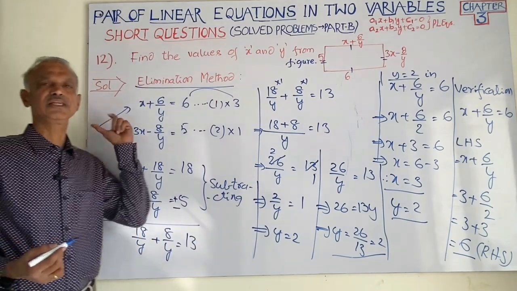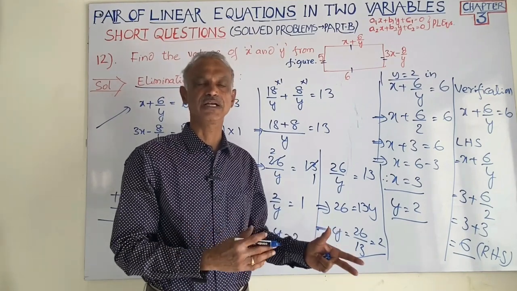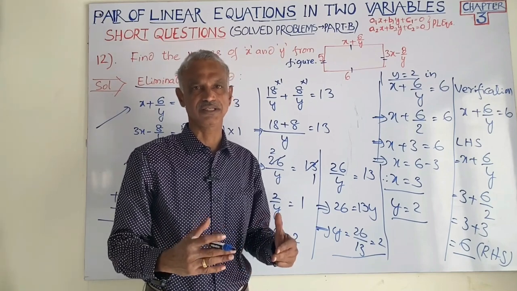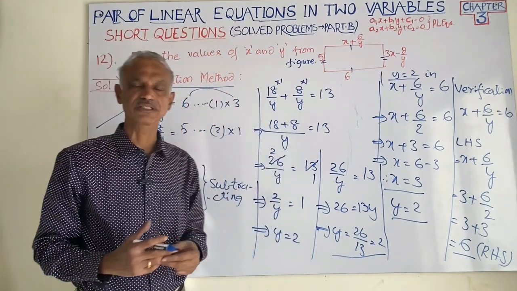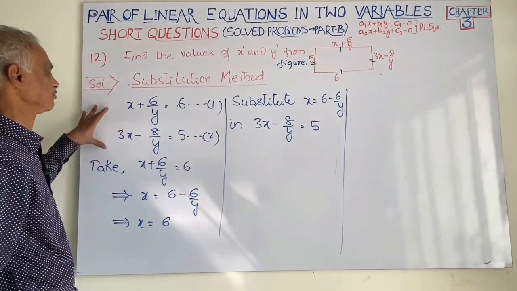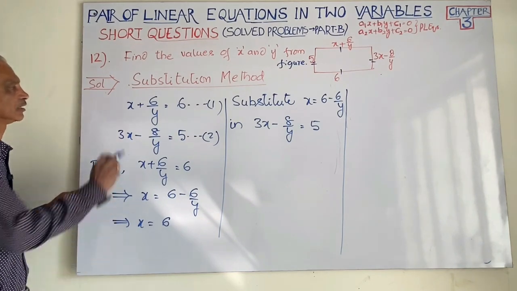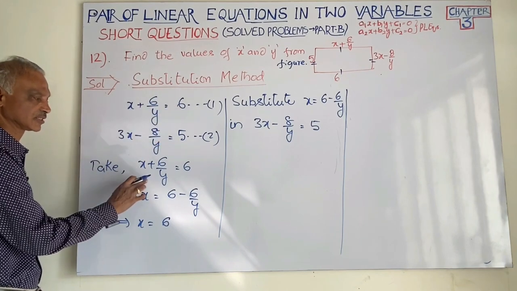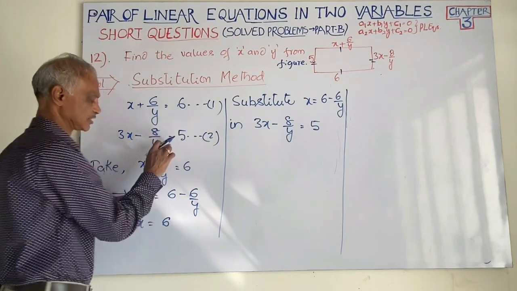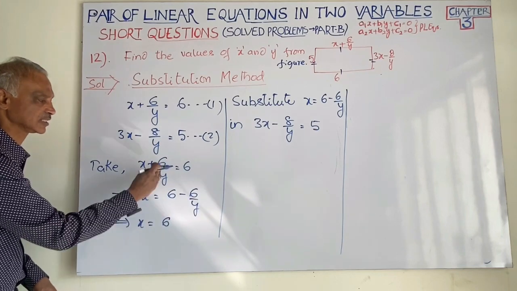I did tell you the elimination method. Next I will tell you the substitution method. If you understand the elimination and substitution methods, you can do the problems very easily in this pair of linear equations in two variables. Next, substitution method. I have taken these two equations. Now you take x plus 6 by y is equal to 6. We have to substitute the value of x in the other equation. I am taking x is equal to 6 minus 6 by y.